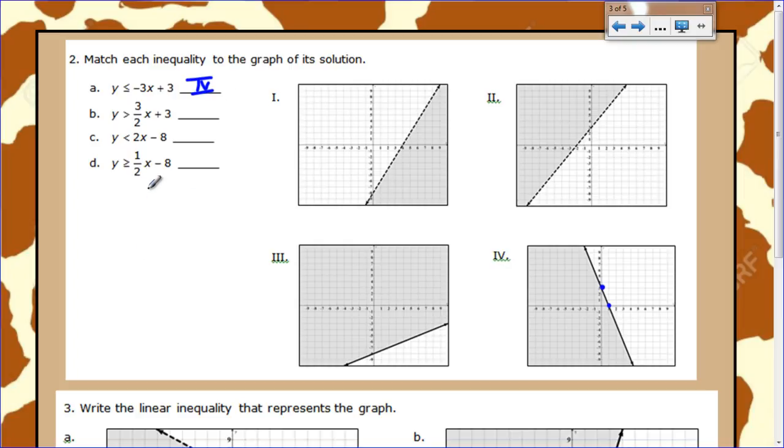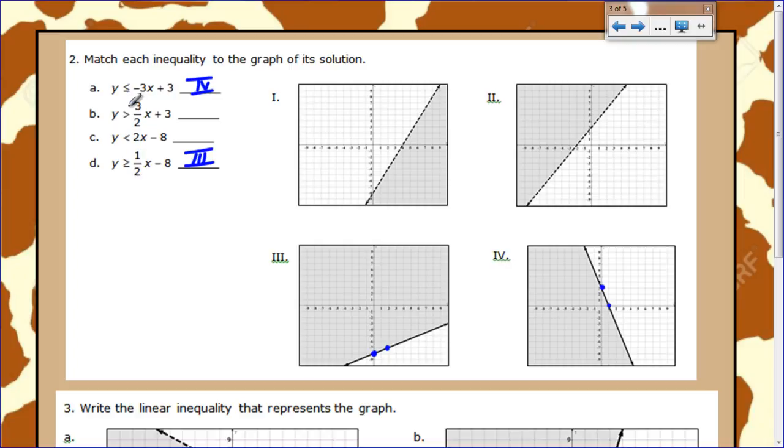Which means that this one, D, is going to have to be graph number 3, because it is the other solid line that has the greater than or equal to. I didn't even have to check anything else, but we can. Y-intercept of negative 8, and then up 1 and over 2 gets you to the next point, and it's shaded above for greater than. So now I have to do B and C.